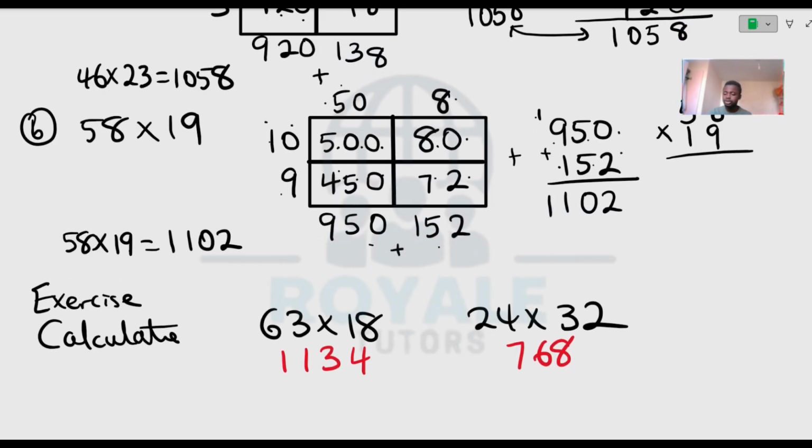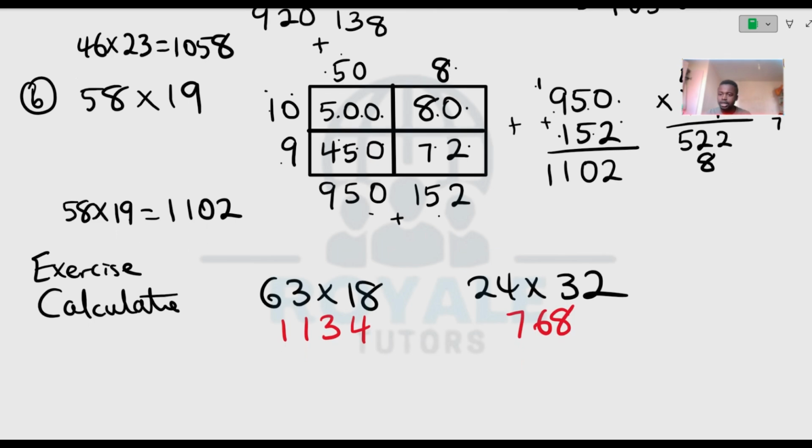So the same way, you do 9 times 8, which is 72. You write 2, you keep 7. You do 9 times 5, which is 45. Plus the 7 you kept, that makes it 52. You do 1 times 8, that's 8. You see, I omitted 2. And then you do 1 times 5, that is 5.